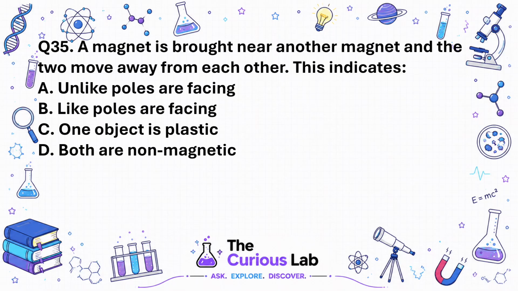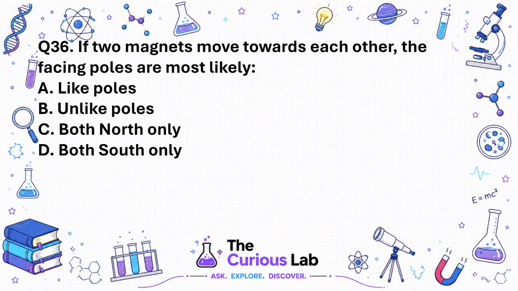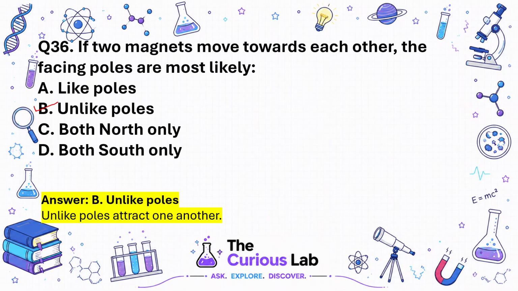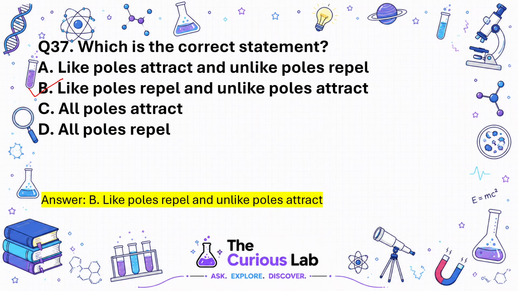A magnet is brought near another magnet and the two of them move away from each other. This indicates that like poles are facing each other because there is repulsion. If two magnets move towards each other, the facing poles are unlike. That is why we are seeing attraction. Which is the correct statement? Like poles attract and unlike poles repel. No. Like poles repel and unlike poles attract.